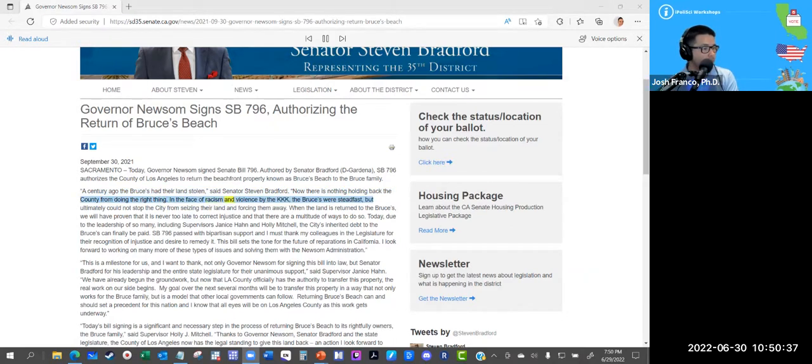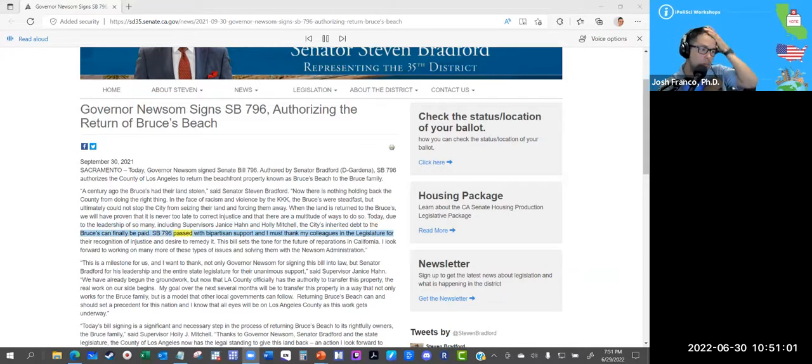In the face of racism and violence by the KKK, the Bruces were steadfast, but ultimately could not stop the city from seizing their land and forcing them away. When the land is returned to the Bruces, we will have proven that it is never too late to correct injustice, and that there are a multitude of ways to do so. Today, due to the leadership of so many, including Supervisors Janice Hahn and Holly Mitchell, the city's inherited debt to the Bruces can finally be paid.